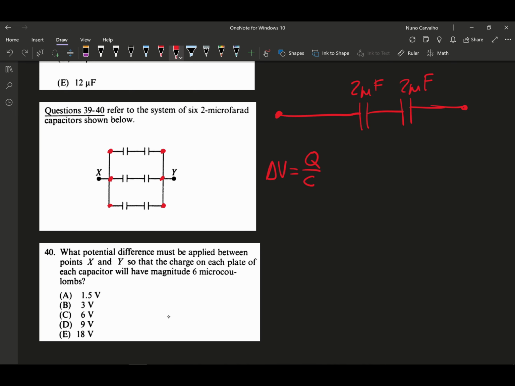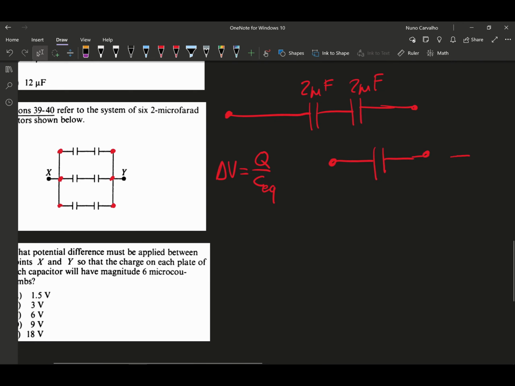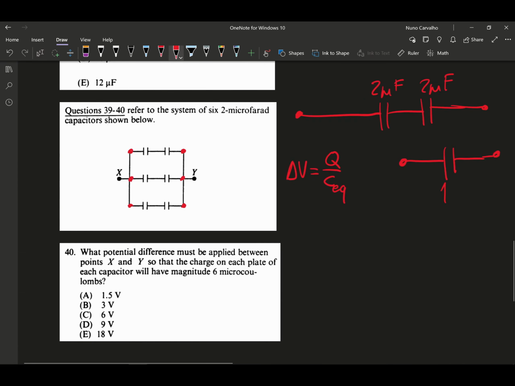What we just need to be careful is that if we're asked for the voltage across the 2 capacitors in series like that, then we need to find the equivalent capacitance, okay? The equivalent capacitance, not just the capacitance of 2 microfarads, it will be the equivalent capacitance. And if you remember from the previous question, the equivalent capacitance of each branch should just be 1 microfarad, okay?